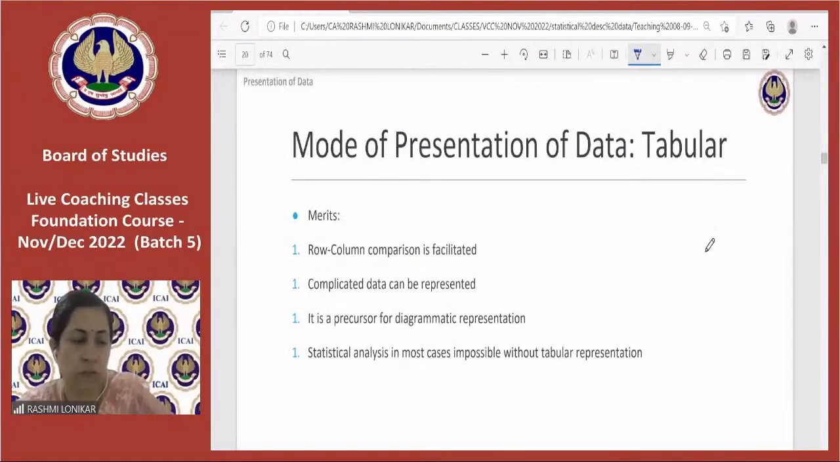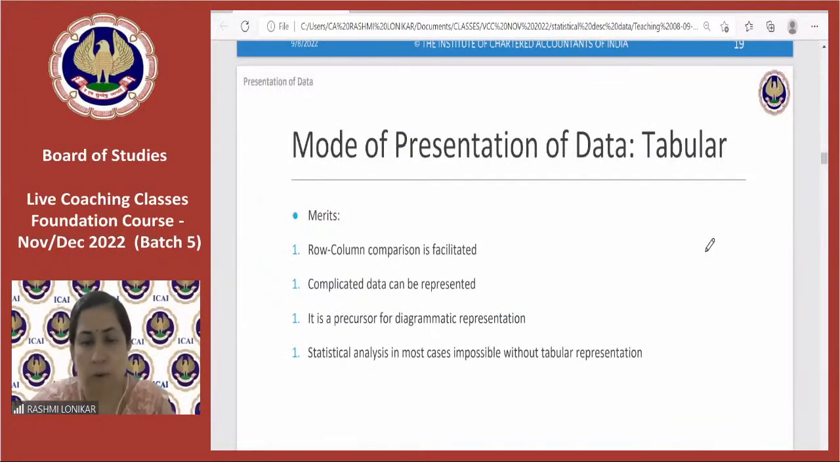Now we talked about textual form of presentation of data. So now we are talking about the tabular form of presentation of data. So what will be the advantage? Obviously, it is easier to compare and draw conclusions. It is easier for the eyes also, so visual appeal is there. Complicated data can be put in a table form for ease of understanding. And it is the precursor to diagrammatic representation of data.